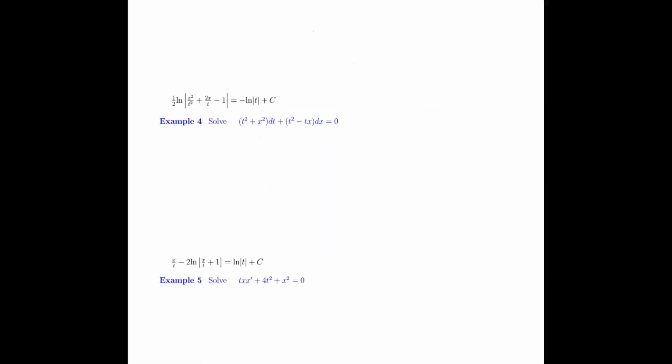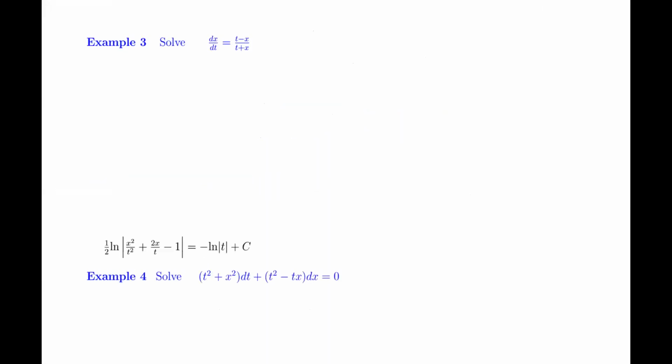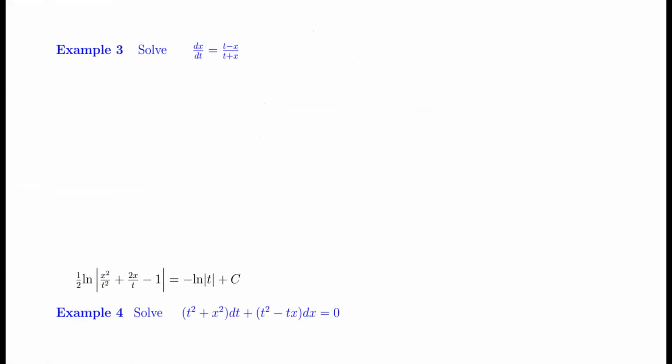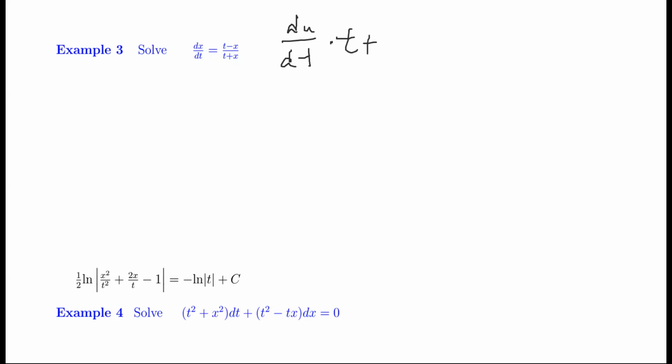And now let's go ahead and take a look at this first example. We have 3 examples to run through here. We need to rewrite this into that form that we just wrote down. So that is du/dt times t plus u is equal to t. Now we replace x with ut. So this is (t minus ut) all over (t plus ut). And now this is the equation that we want to work with.